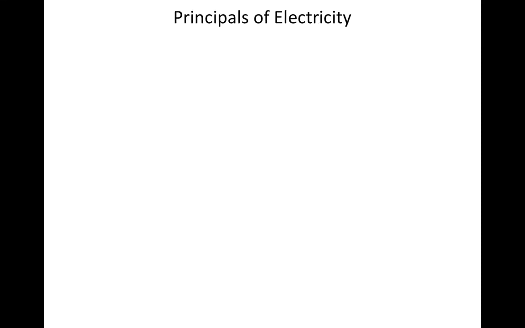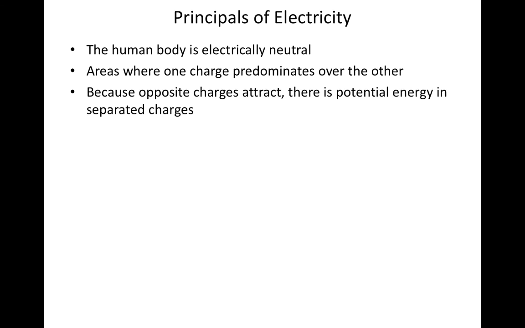So let's talk a little bit of physics here for a second. The body is neutral, but there are definitely areas where one charge predominates over the other. Overall, we're not walking around carrying a charge, but there are certainly places where the charges are not distributed equally. Now, whenever you have an unequal distribution of charges, particularly separated across a membrane, there's potential energy in there because those charges are attracted to each other.